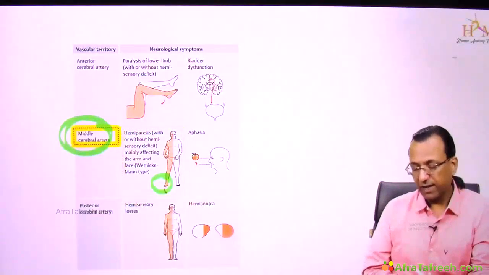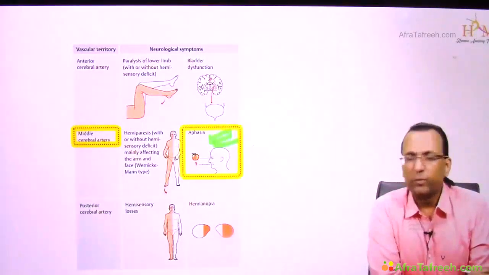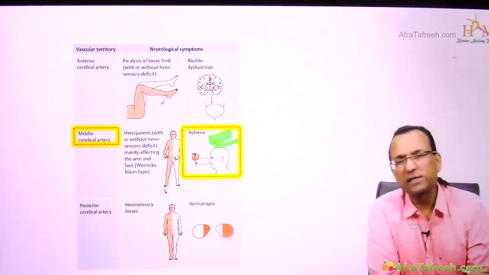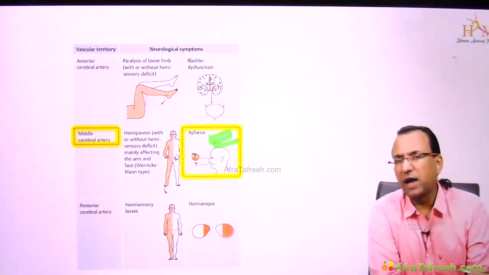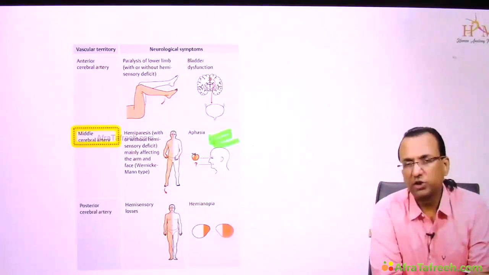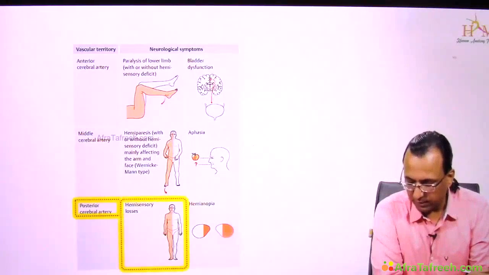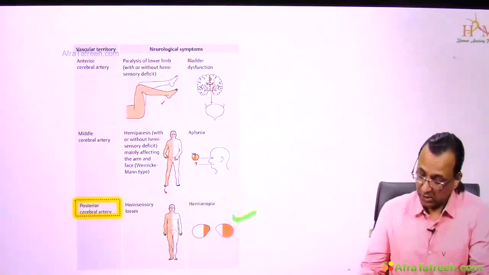And what about the aphasia? Aphasia depends on which branch was compromised. It could be Broca's aphasia, it could be Wernicke's aphasia, it could be conduction aphasia also, where comprehension is intact and the fluency is intact. Depends upon which branch is compromised. And what about the posterior cerebral? In posterior cerebral, sensory motor loss is not so evident, but hemianopia is evident.